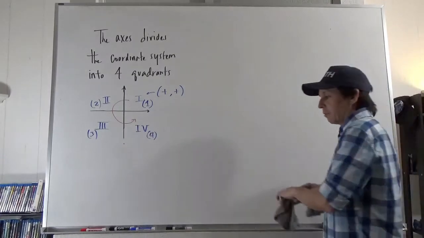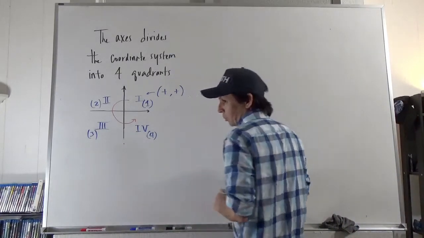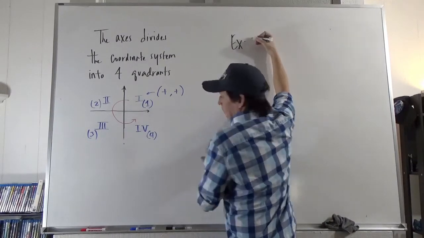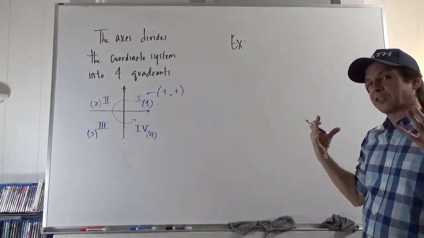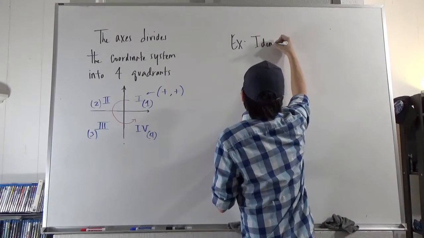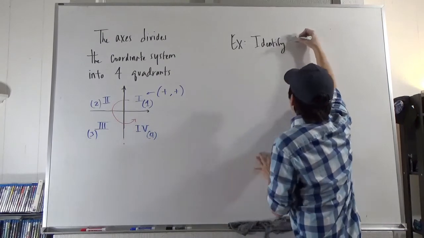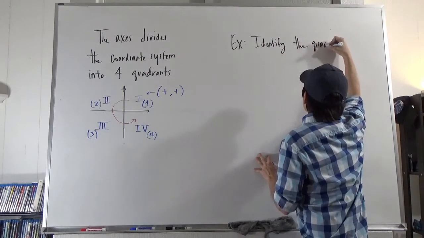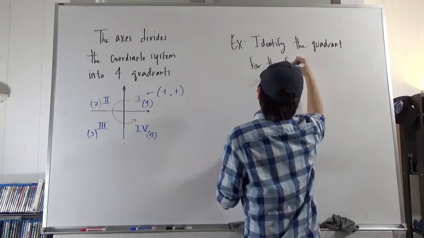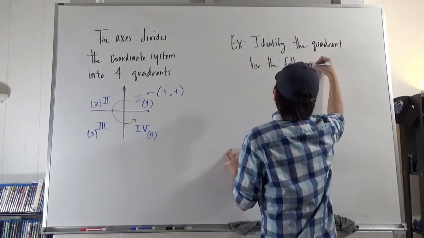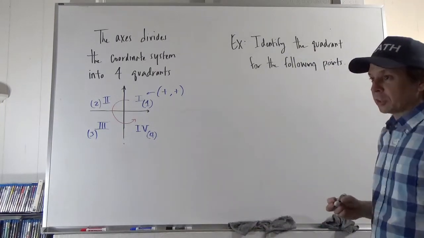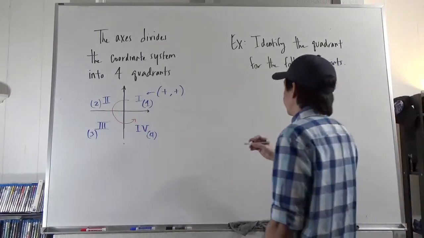But I want you to be able to identify where points are, ideally without graphing it. But I'm not going to lie, when you figure it out, you imagine the graph at least in your head. So these instructions will be: identify the quadrant for the following points. So you're not graphing it, you're just identifying quadrant 1, 2, 3, or 4.